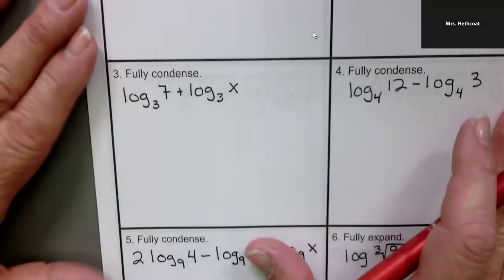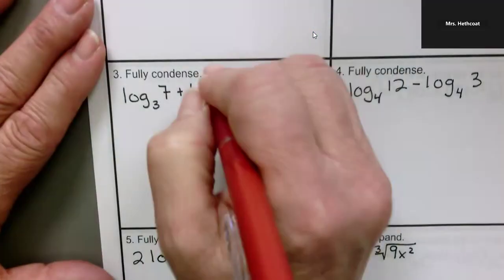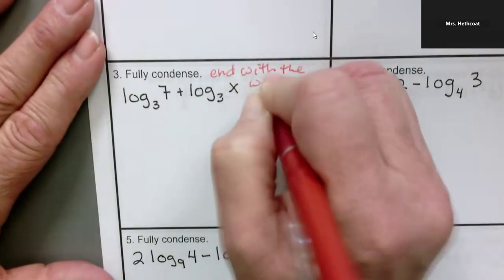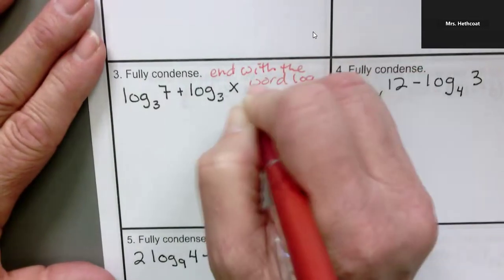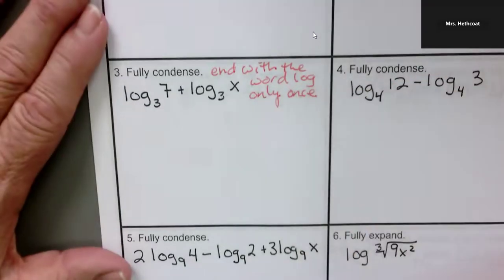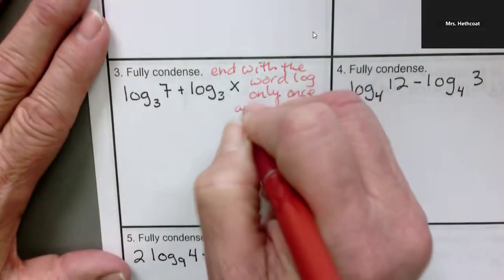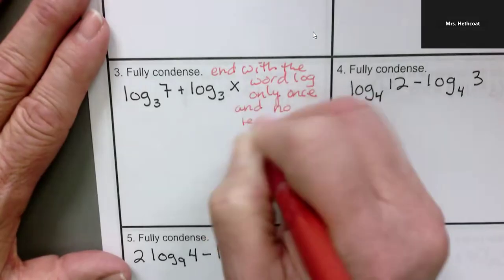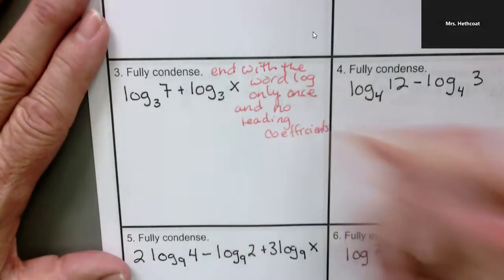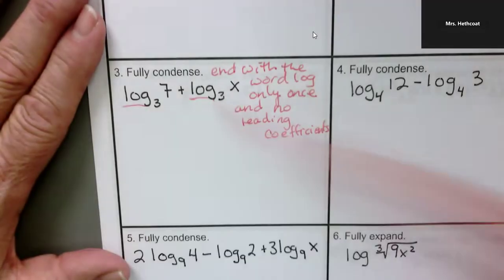Number 3 says fully condense. When we fully condense, our answer is going to end with the word log only once on one side of the equal sign, if we're doing it with equations where we're solving, and no leading coefficients. Okay? So I know that this is not condensed because I have the word log twice.